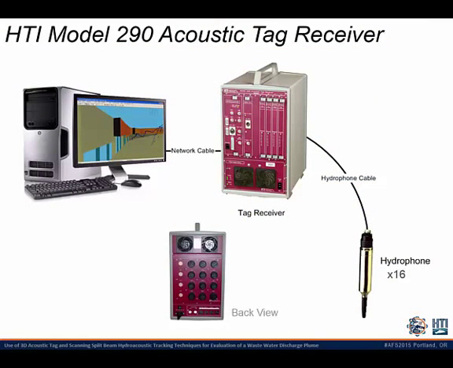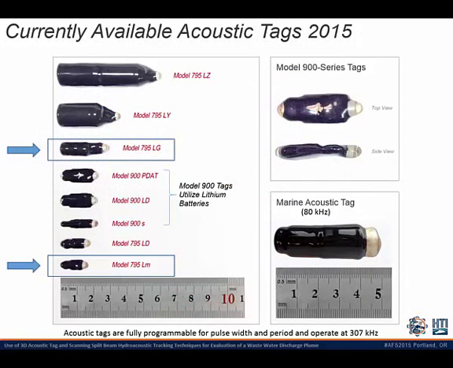For the acoustic tag portion of the study, we used a model 290 acoustic tag receiver and 14 hydrophones. And we tagged 99 predators with the model 795 LG acoustic tag and 298 Chinook smolts with the model 795 LM acoustic tag. These tags are fully programmable for pulse width, period, and they operate at 307 kilohertz.